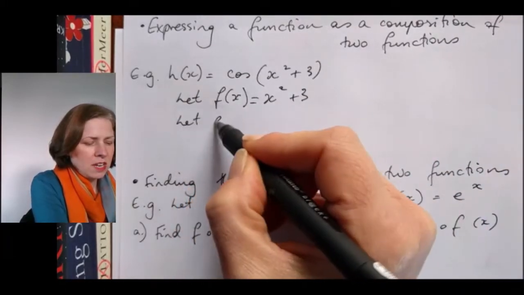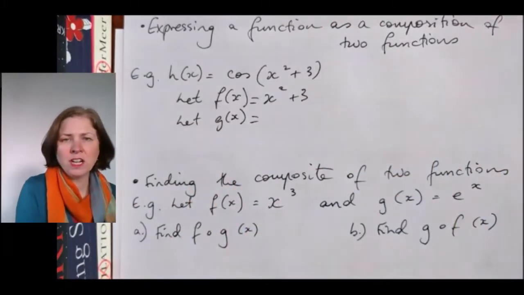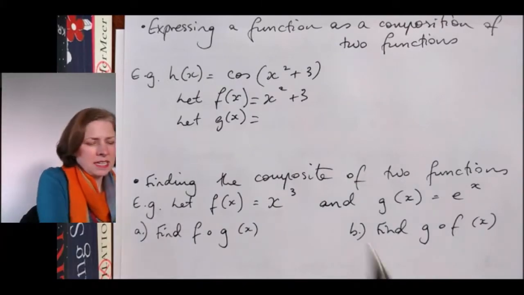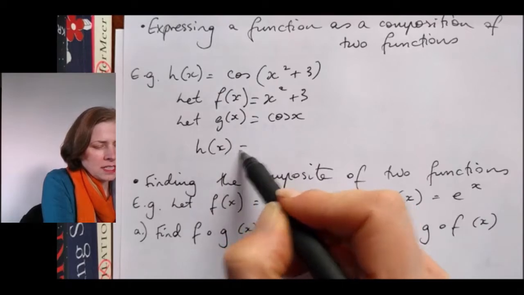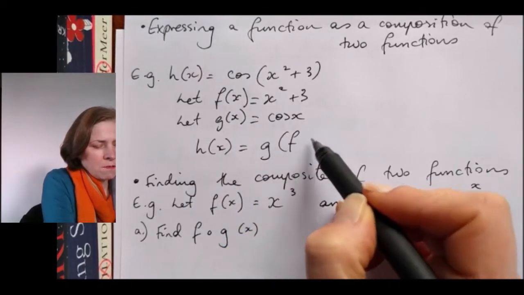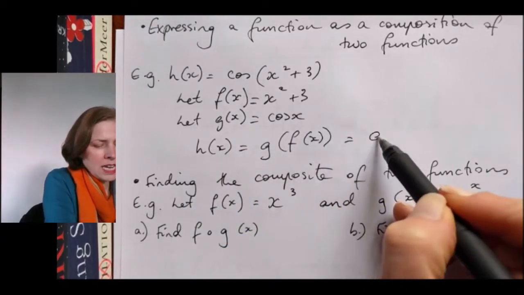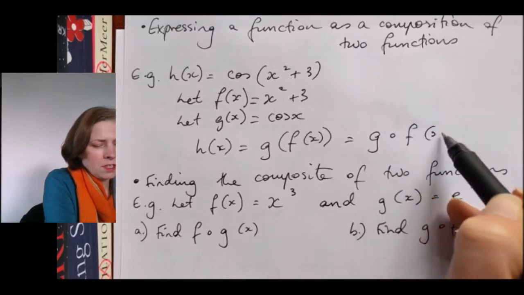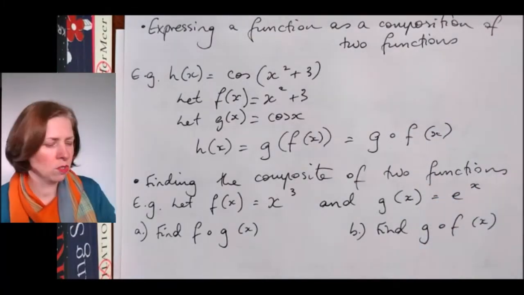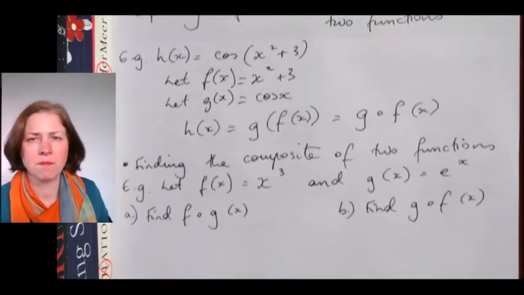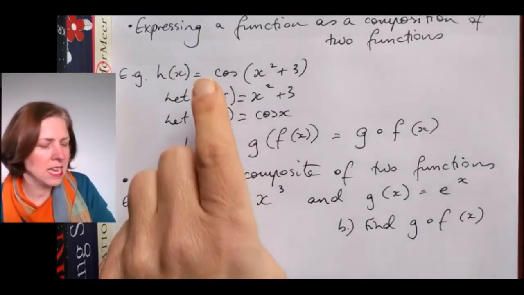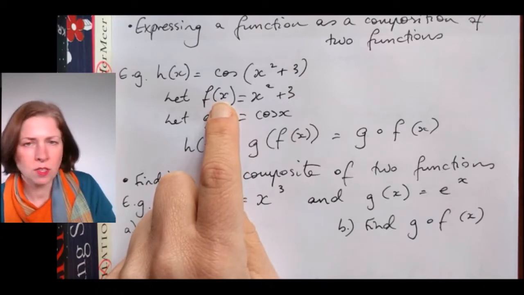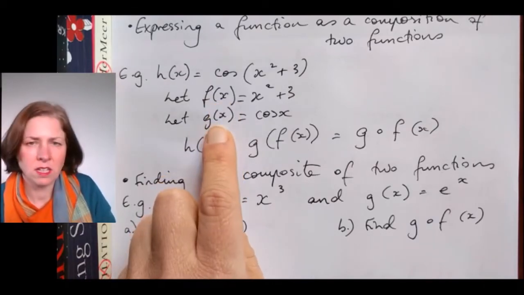And let g of x, that's going to be my outside function. G of x is cos x. Then h of x is going to be g of f of x, or g o f of x. Either of those two. These are equivalent statements. They're the same. Okay, so the important thing is that I have separately defined the inside function, x squared plus 3, and the outside function.